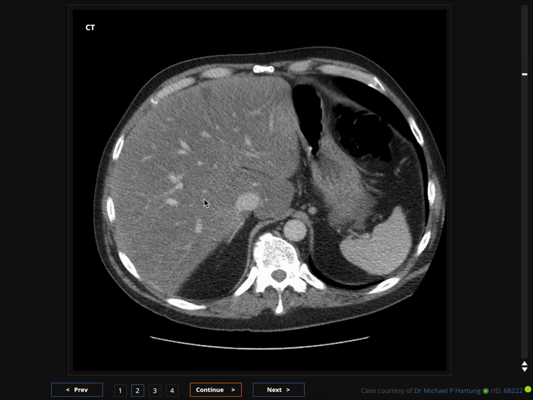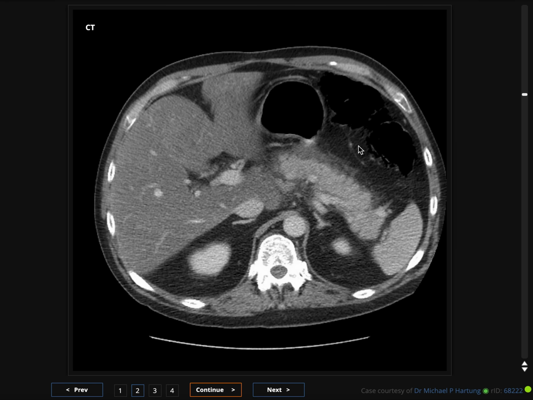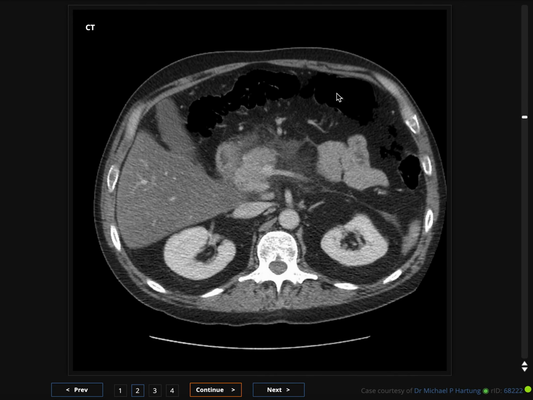Going to the liver. So you see how the liver is low density, or more dark, than the spleen. So this is seen with hepatic steatosis. So this patient does have hepatic steatosis. There's a bunch of air. I don't know if it's intraluminal or extraluminal.